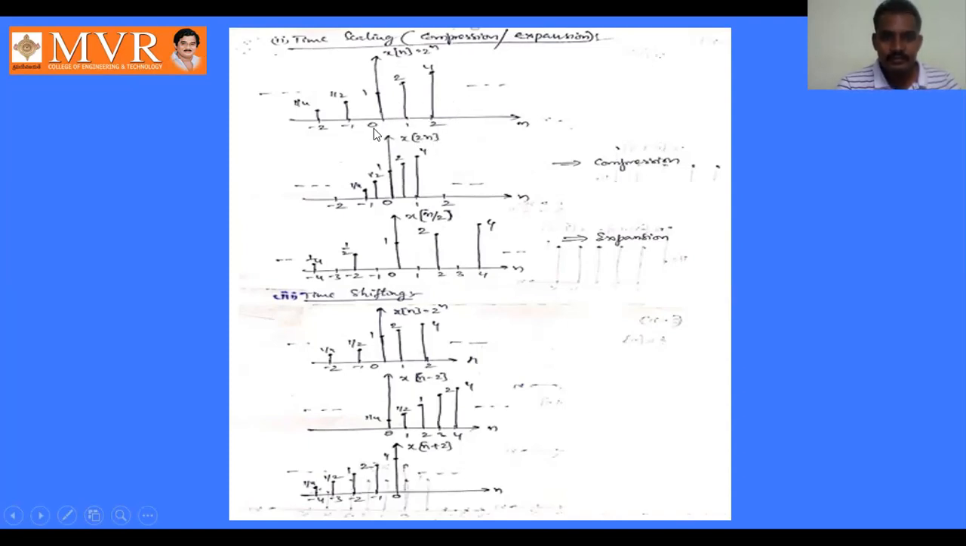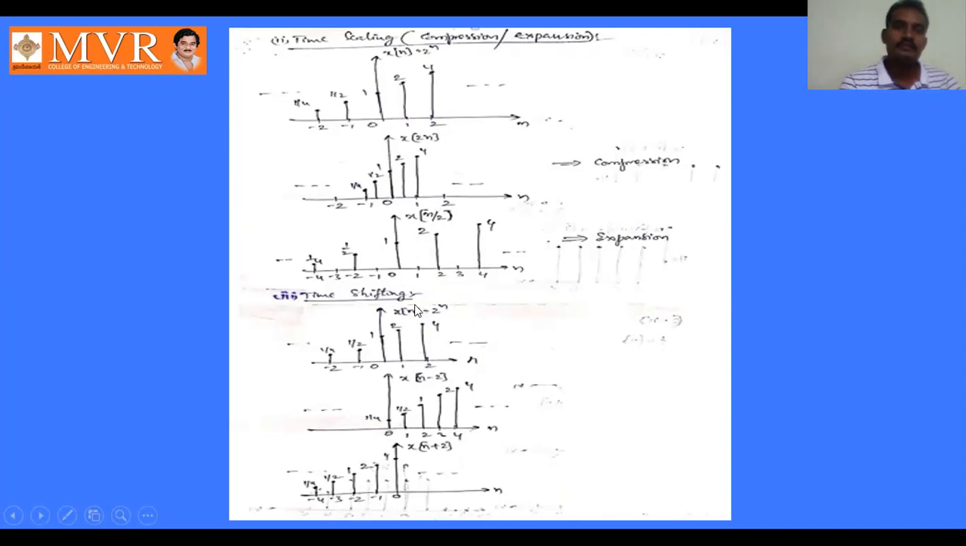So by substituting these values in this expression, we will get the waveform like this. This is the compressed waveform that is denoted by x of 2n, and the expanded waveform is x of n by 2. So replace n by 2, so we will get 2 power n by 2. We will get the expanded waveform like this. Next, like this, x of n is modified as x of 2n and x of n by 2.